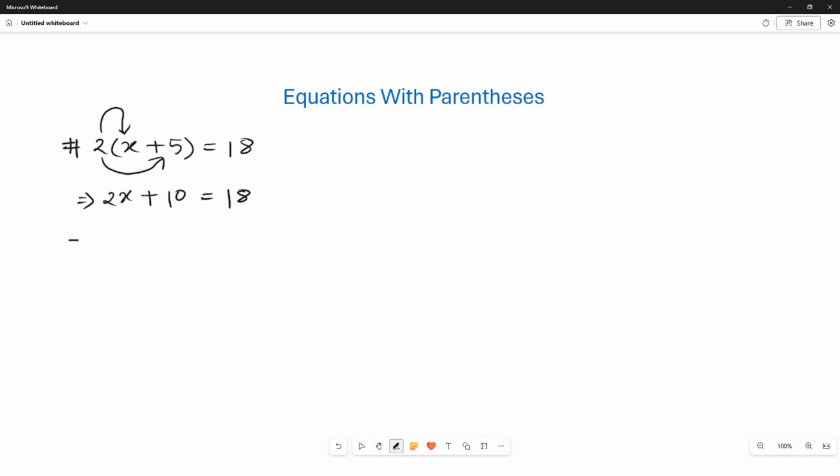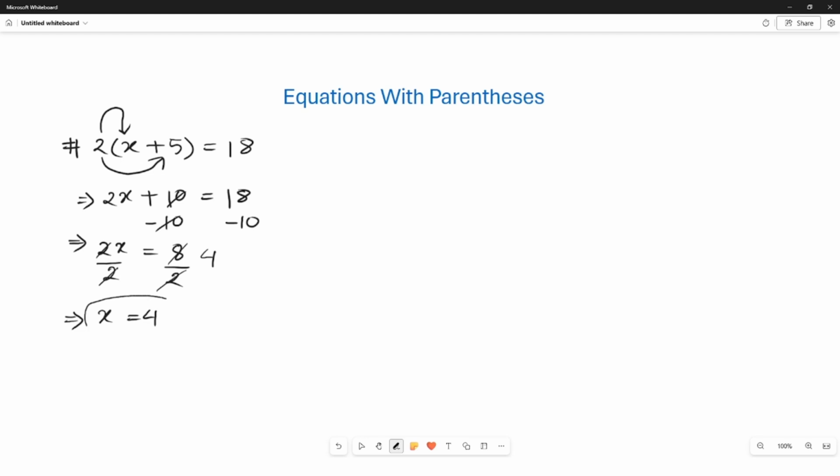Now we can subtract 10 from both sides. So on the left side, we'll get 2x. And on the right side, if we subtract 10 from 18, we will get 8. Then we have to divide both sides by 2. Now let's cancel out these 2's, and let's divide 8 by 2. So we'll get x equals 4.